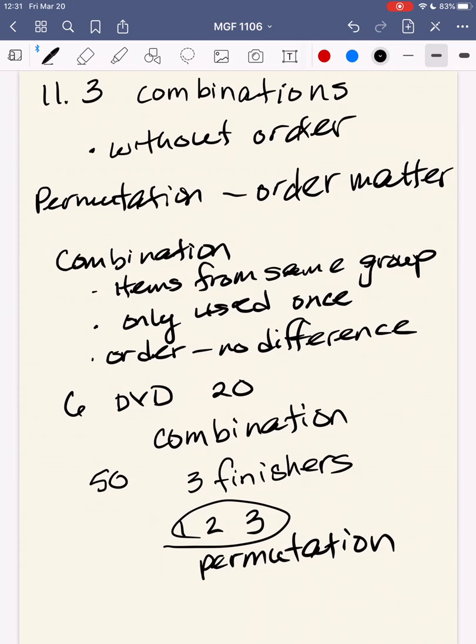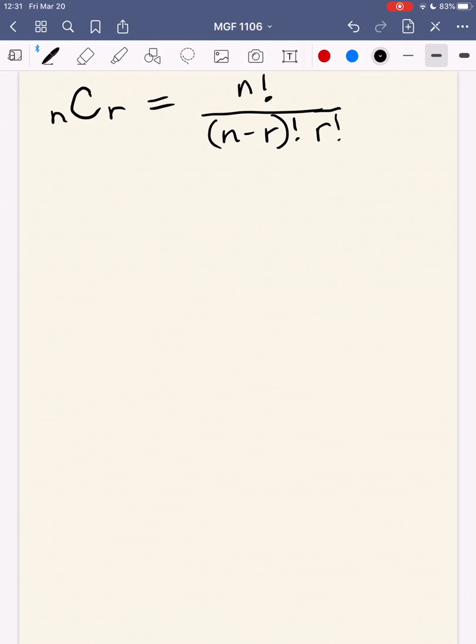If we now look at combinations themselves, a combination of n items choose R looks really similar to permutations. I have n factorial over n minus R factorial, where n minus R is the items not chosen, but I also have the number chosen factorial. So we're looking separately at the numbers: what's left after I chose my number, and the number itself.